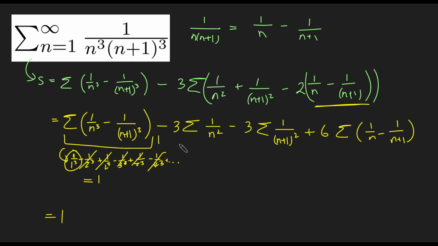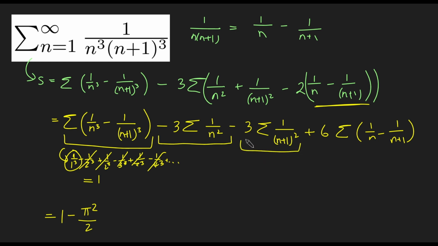Well, this thing here is minus 3 lots of the sum of 1 over n squared. That is just the Basel problem. The sum of 1 over n squared is pi squared over 6. And so if I multiply that by 3, that's just going to be minus pi squared over 2. Cool. How about this sum here?